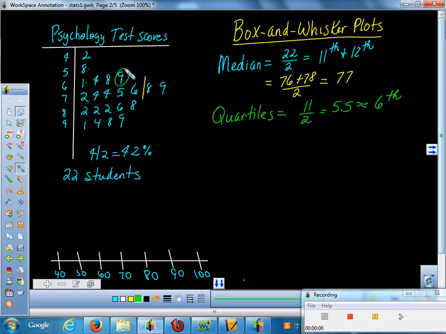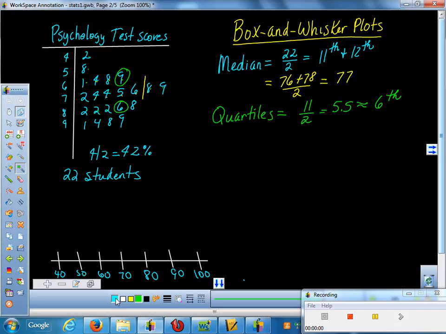I need to do the same thing for the bottom half of these numbers. I'm going to start at the median and count. You could also count from the very bottom of the stem and leaf plot. I would have 1, 2, 3, 4, 5, 6 numbers. So pay attention to which is the smaller and the bigger number.